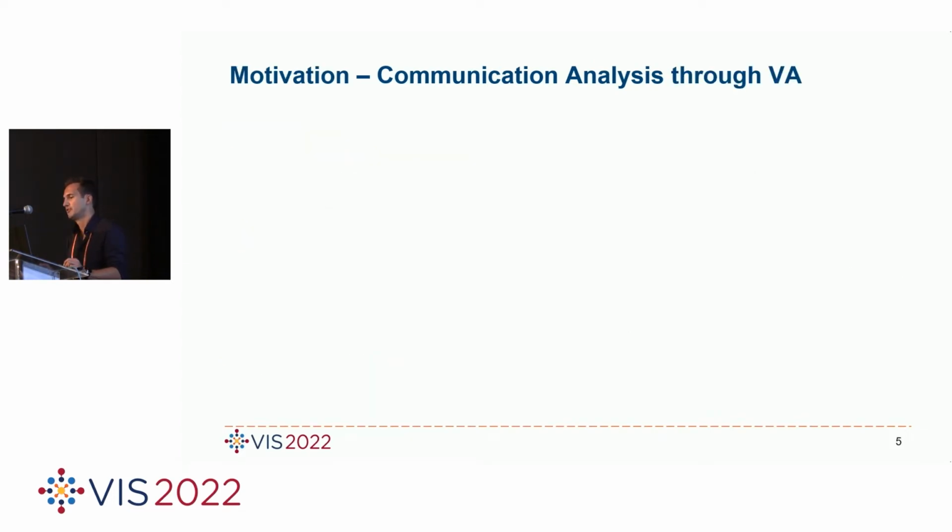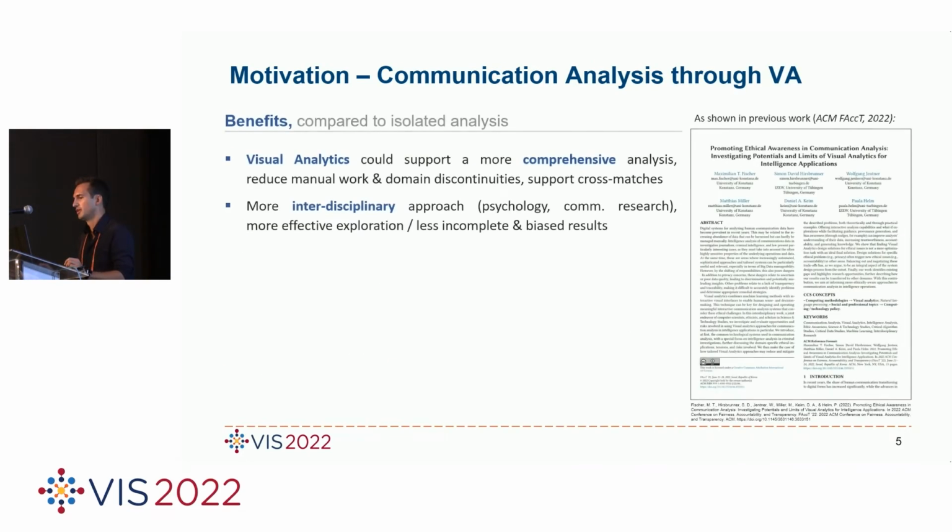And this is the gap where visual analytics-based approaches can come in. Now, visual analytics can support and enable a more comprehensive analysis and reduce the manual work required, as well as address privacy concerns, which we have shown at the ACM FAccT in Seoul earlier this year. It can also lead to a reduction in domain discontinuities and enable better support for the detection of cross-matches. These are findings that only occur when you consider everything in context.